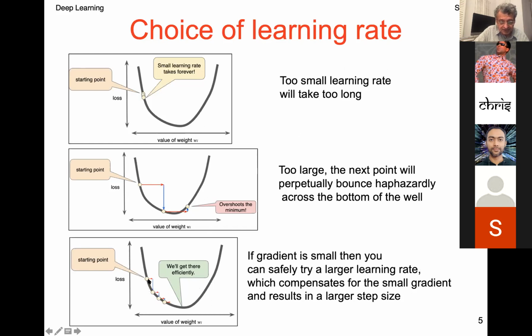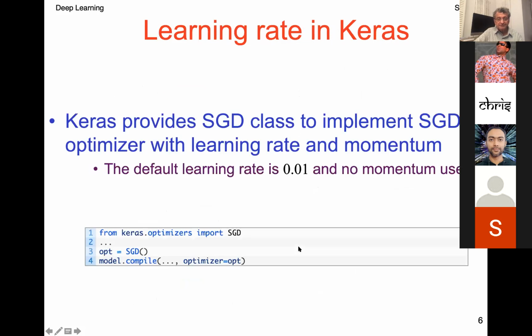This is saying try a larger learning rate if the gradient is small, which compensates a small gradient with a larger step. So this is changing the learning rate here by taking larger steps here and just taking smaller steps here, right? And so these epsilon k's are changing here, choice of learning rate.